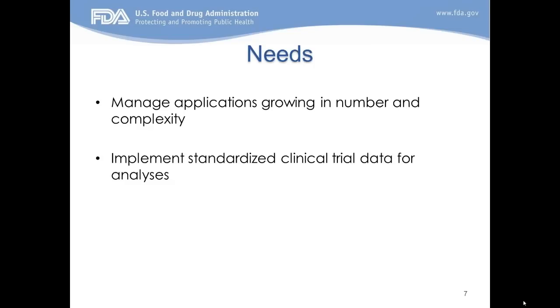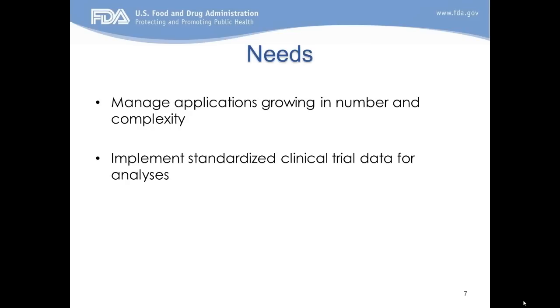So we also recognize that over the last couple of years, sponsors have submitted electronic submissions to the FDA in greater volumes. So we also know that the applications have grown in complexity as the regulatory science continues to evolve. We recognize that, you know, the workload at CDER continues to increase. So there is an imperative to use standardized data. There is an imperative to actually leverage the tools that are intended to use that standardized data.